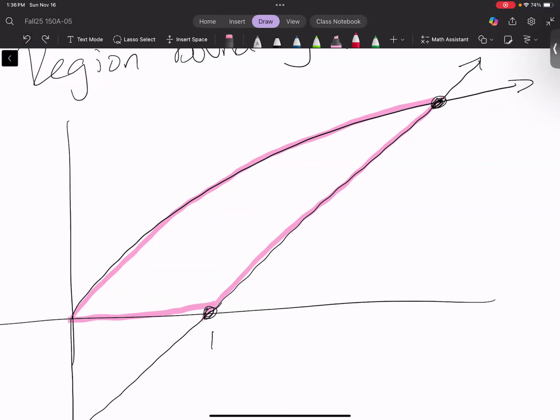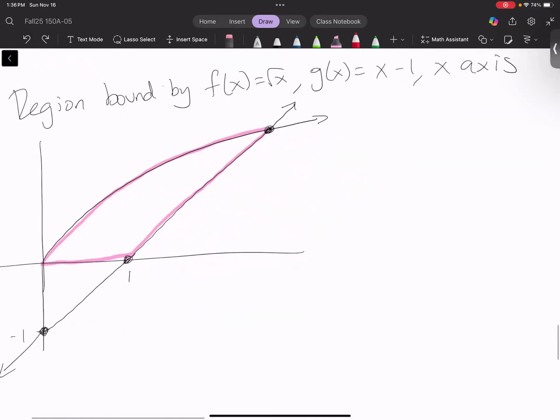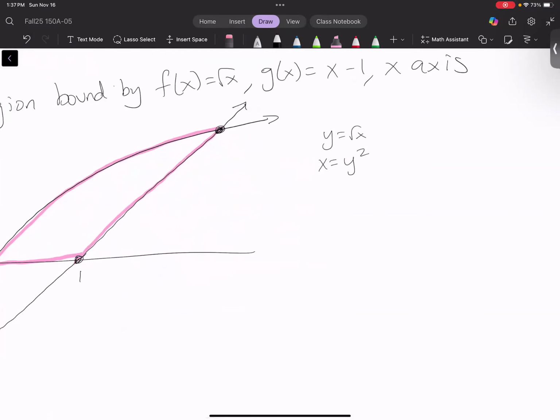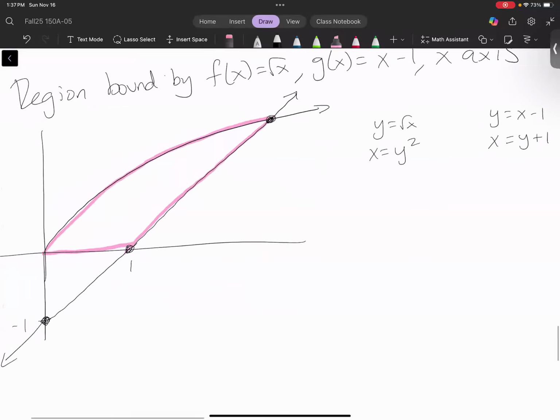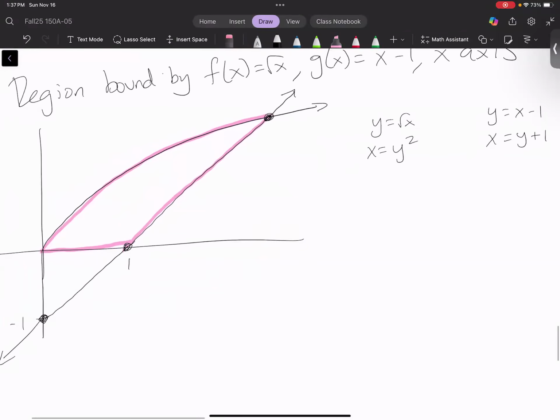Now, I do have to change everything to be in terms of y, but that doesn't take too long. So I have y equals root x. I can switch that to be x equals y squared, just squaring both sides. Then I have y equals x minus 1. So I just add 1 to both sides, or x equals y plus 1. Now those are in terms of y. These are y functions. So this is y squared here. This is y plus 1. And of course, this is y equals 0.